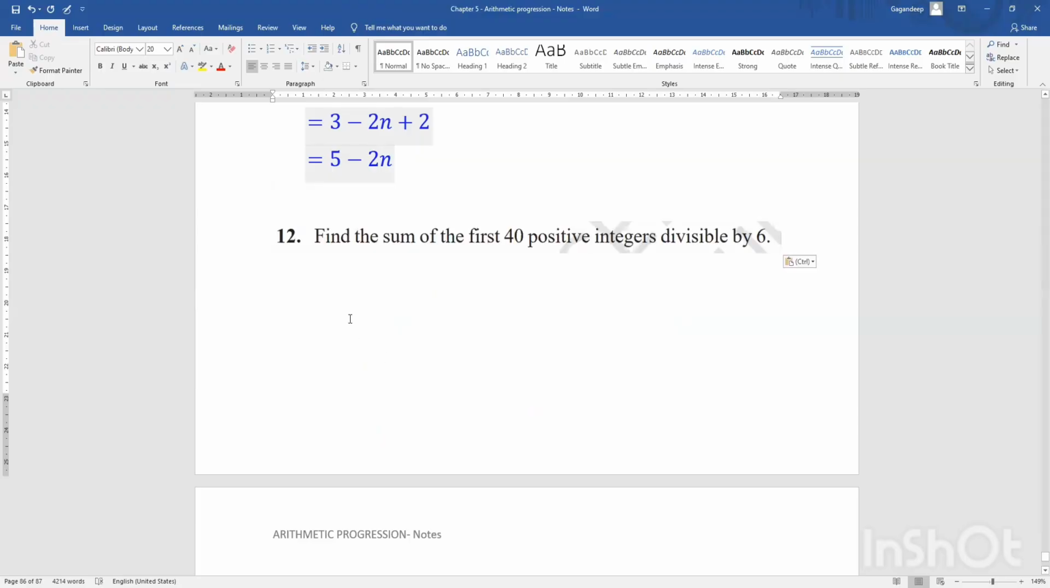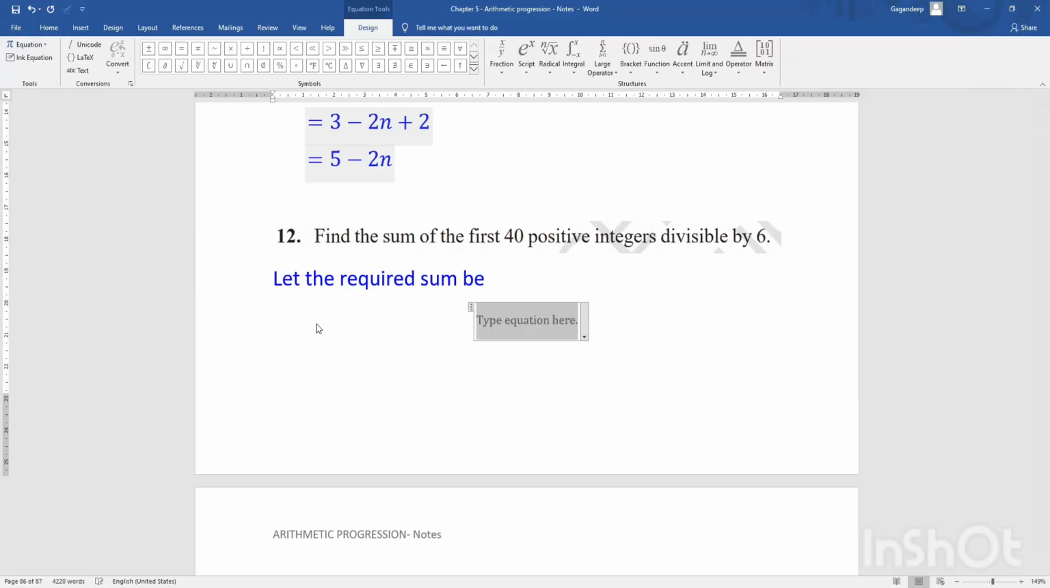Find the sum of the first 40 positive integers divisible by 6. Let the required sum be S. You are going to first find the sum of the first positive integers divisible by 6.